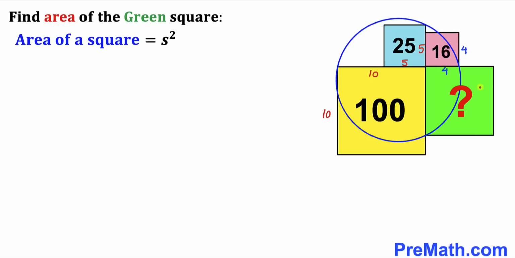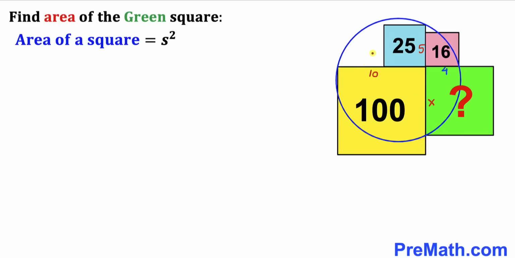And finally, let's focus on this green square. Since we don't know the area of this square, we are going to assume that this side length is x and this side length is x as well. So all these sides are going to be x units as well. Now finally we can see that this side length is 10 units. This side length is 5 units. This side length is 4 units, and likewise this side length is x units.